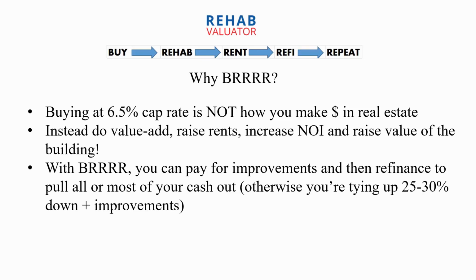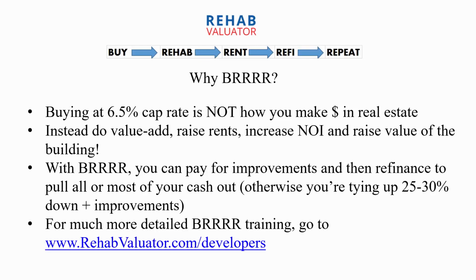So with BRRRR, you can pay for improvements, and then you can refinance and pull all or most of your cash out, depending on the numbers in the deal. Otherwise you're tying up 25 to 30% down plus the money that you're spending on improvements. So if you can execute a BRRRR strategy on a deal like this successfully, you'll have a great building with minimum cash in and hopefully really good cash flow.